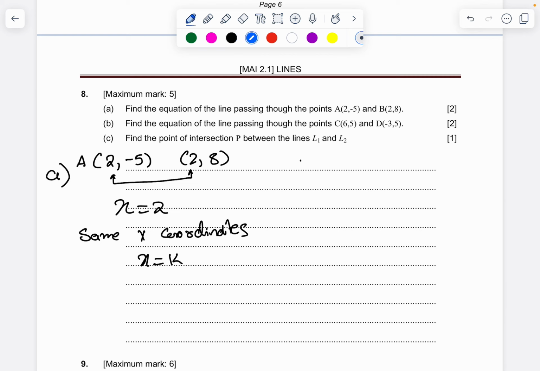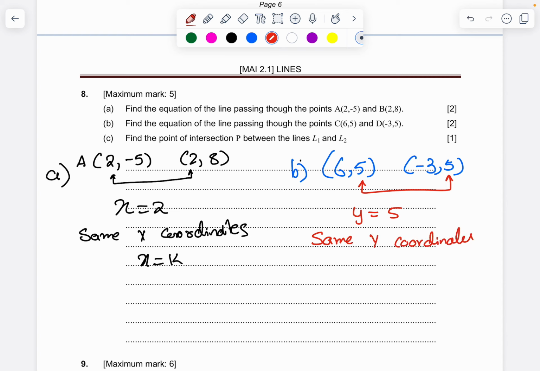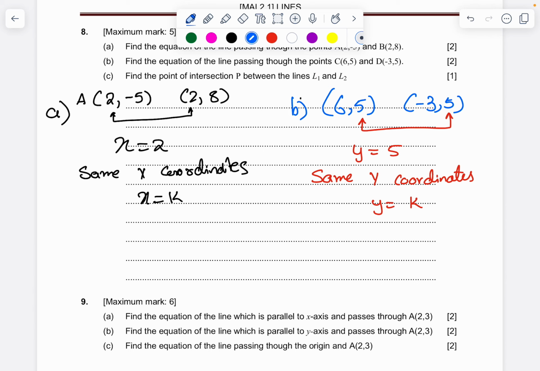Now for part B, it is 6, 5 and minus 3, 5. We can clearly see that they have the same y coordinates. So y equals 5. If it is the same y coordinates, y equals k is the equation. Find the point of intersection of these two. x equals k and y equals k will be the point of intersection. So 2, 5 is the point of intersection, which is P.